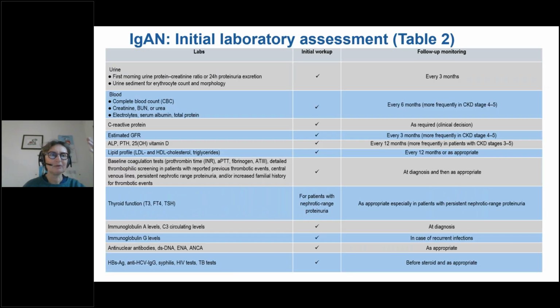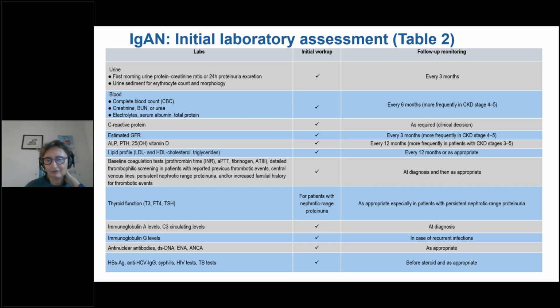In terms of labs, the most important are obviously the urinary ones, but also the CBC, the renal function, the electrolytes, the serum albumin, and total protein, which can give you an idea of whether a nephrotic syndrome is present or not. CRP to understand if there's a potential infection. This can be done or not done depending on whether there are signs of infection. You can calculate the GFR. It can be useful to check the vitamin D and PTH status of the patient. The lipid profile can be useful if the patient has nephrotic range proteinuria. It can be useful to check baseline coagulation, especially if you're considering performing a kidney biopsy.